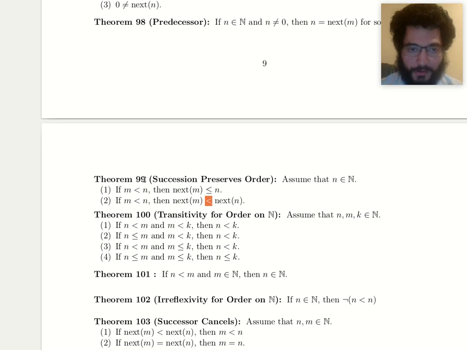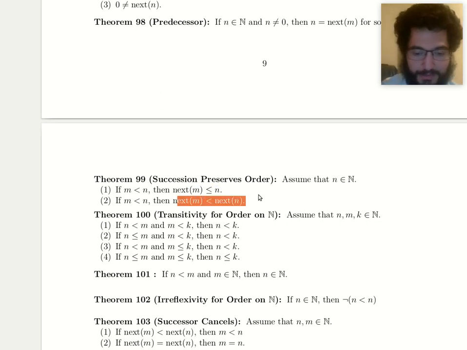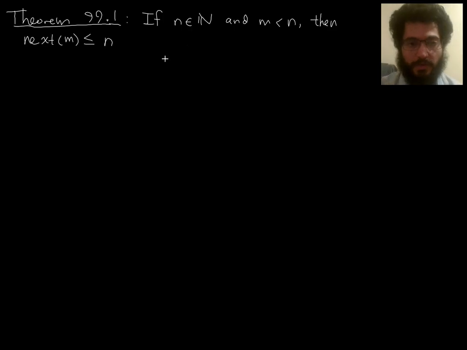If I'm going to remember theorem 99 in any way, I'll remember part 2, since it looks like succession preserving order, right? You're taking an inequality and then you're slapping a next on both sides, and the inequality is remaining true. What we're actually going to prove is 1. And that will prove 2 because these two are equivalent. All right, so here I have theorem 99.1 ready to be proven.